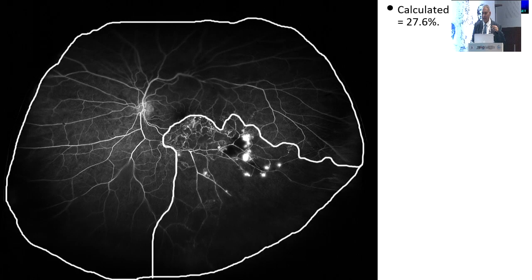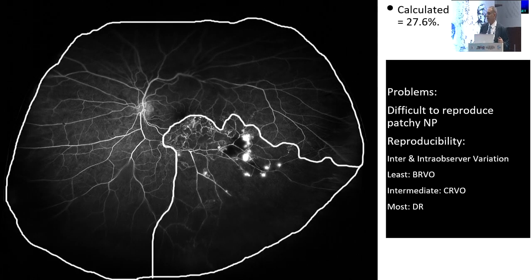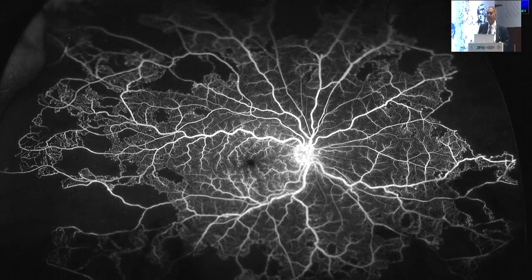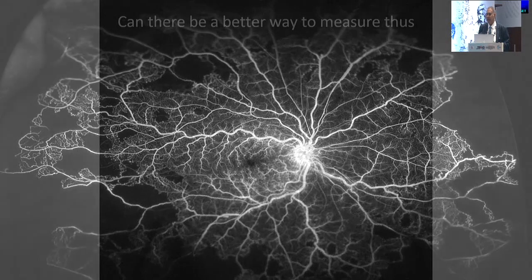The problem has been that it's difficult to reproduce in clinical practice, especially because in diabetic retinopathy you have these patchy non-perfusion areas. If you look at reproducibility across various diseases, the least variation is in branch retinal vein occlusion, where we know there's a definitive segment which is ischemic, intermediate in CRVO, and the most variation occurs in diabetic retinopathy. You can see these patchy areas of ischemia. Definitely the chances of reproducibility in the same patient will be less.